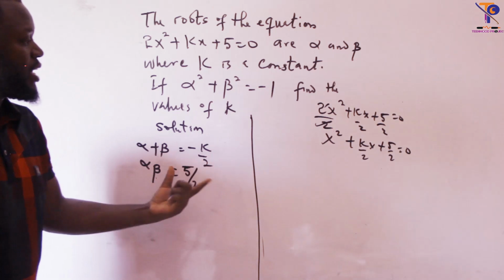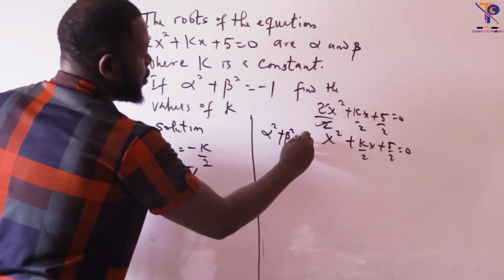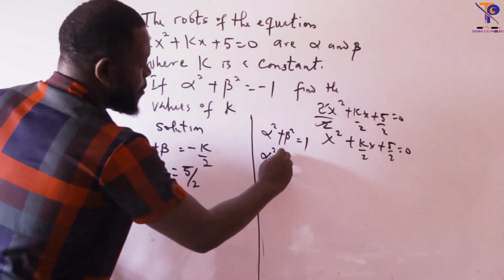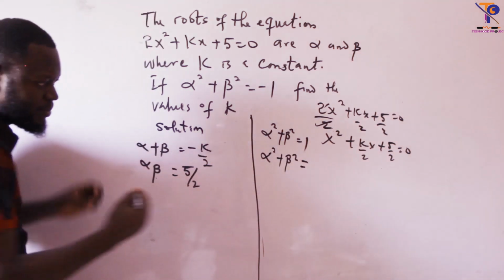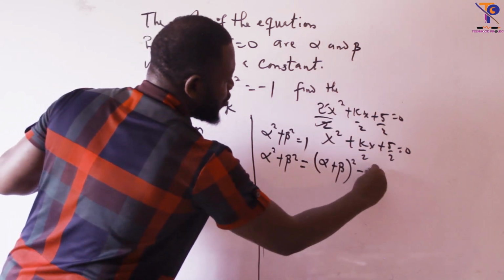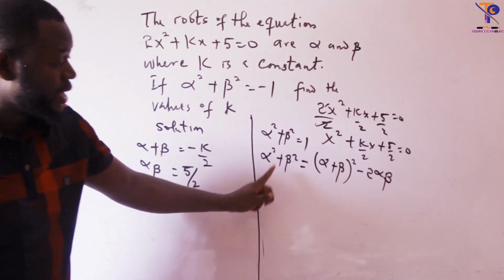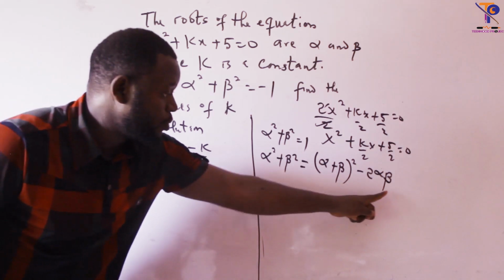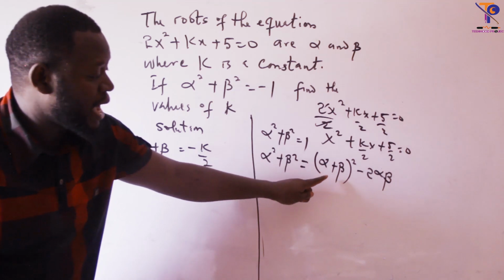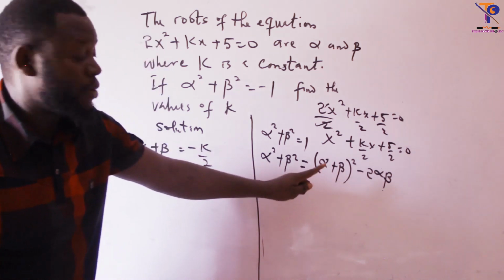So once we have been able to get this, then we can go back to this. Our alpha square plus beta square, which is equal to -1 now. Looking at this, alpha square plus beta square is the same thing as alpha plus beta all square minus 2 alpha beta. This and this are the same. If you open this bracket, because it's going to be alpha square plus 2 alpha beta plus beta square, then minus 2 alpha beta will cancel, then we have this one back.